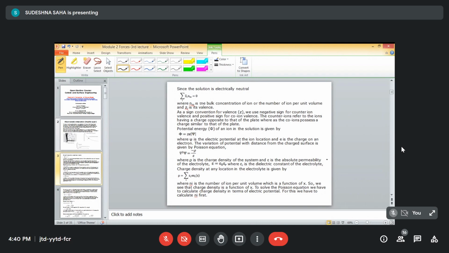If we put the potential energy of an ion of a solution as phi, then we can actually relate that with the surface potential, and that will be equals to Ze into psi. Phi will be equals to Ze into psi.